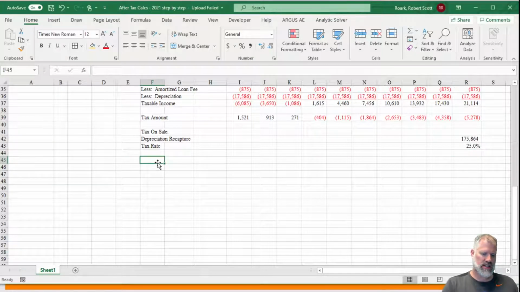The next piece we've got to take into account is how much we made on the sale of our property. So let me go ahead and put in some other stuff here.